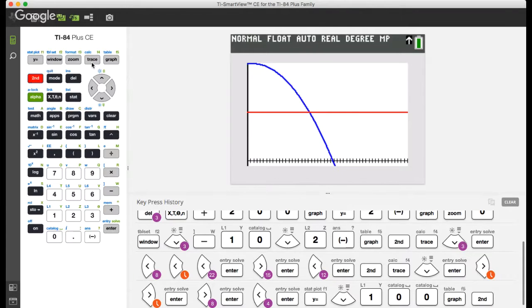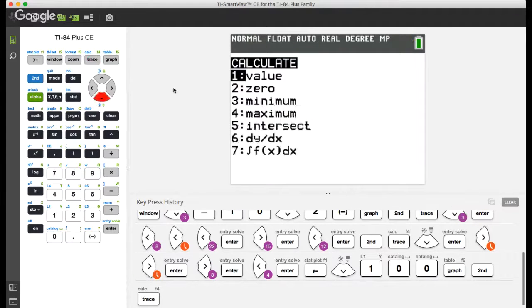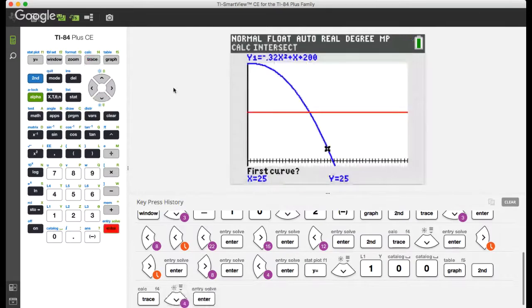So if I go to second trace and go to intersect, the first one is the first curve, press enter. Second curve, press enter because it goes to the red. And then the guess comes right straight in the middle, very similar to the left bound, right bound. And you'll see that when it's 100 feet above the water, away from the cliff, it's 19.31 feet. So the distance from the base of the cliff to here, 19.31 feet.